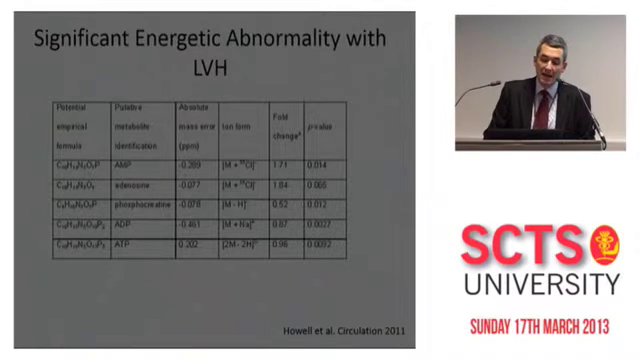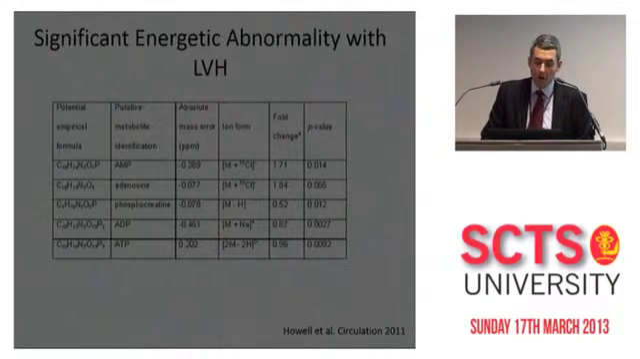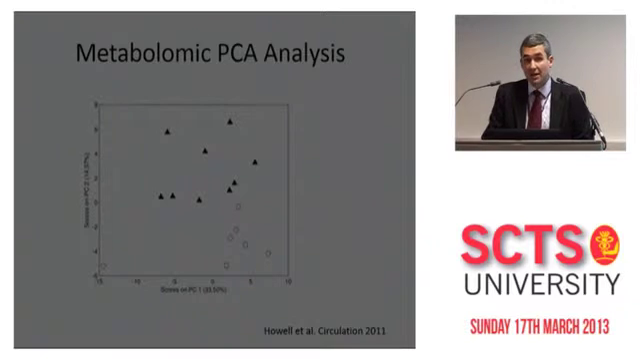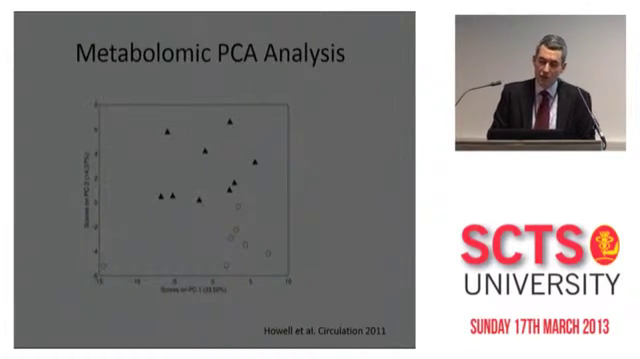And when we looked at using metabolomic analysis to look at markers of high energy phosphates, we saw in these LVH hearts there was a significant change in all the high energy phosphates. And when we did a more complicated principal components analysis, looking at all the changes in the intermediate metabolism between these heart failure patients and non-heart failure patients, we could quite clearly differentiate the two groups. So they really have quite a profound change in all the intermediate metabolites in these patients.